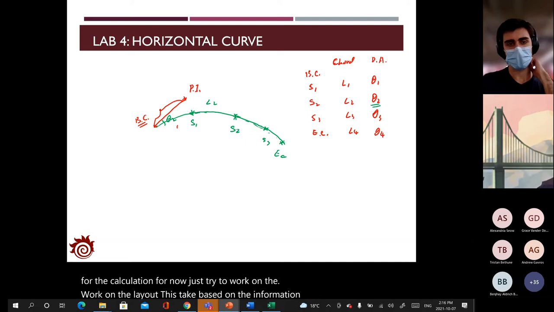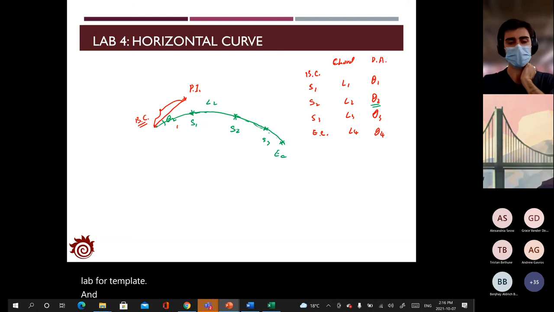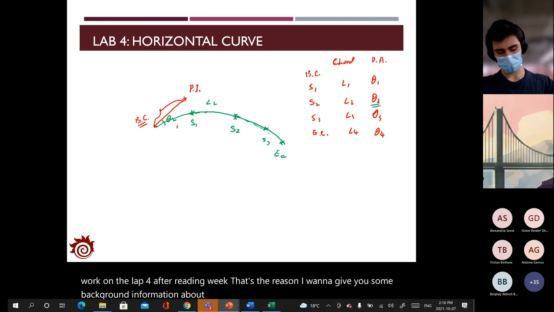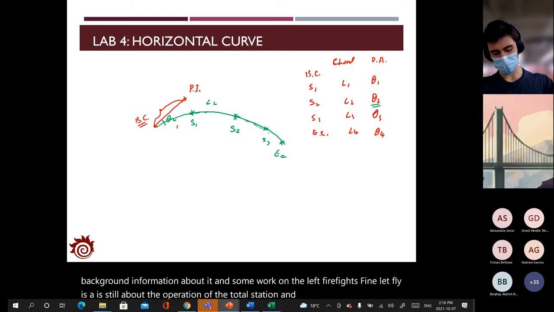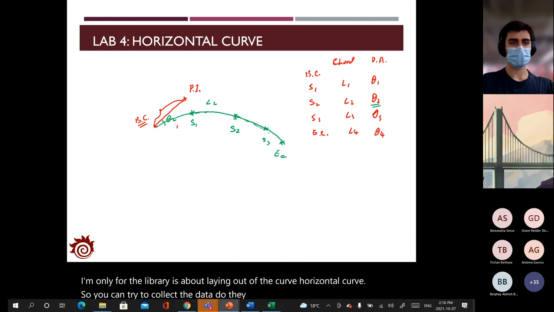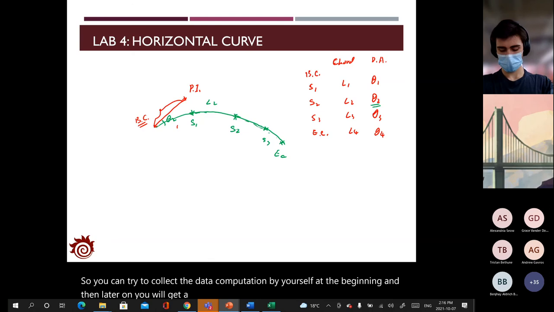And for lab four, it depends. There will be some groups that will work on lab four after the reading week. That's the reason I want to give you some background information about it. And some will work on lab five. Lab five is about the operation of the total station and the horizontal and vertical distance. Only lab four is about laying out of the curve, the horizontal curve. You can try to collect the data and do the computation by yourself at the beginning, and later on, you will get more information about how to analyze the data from the field experiment.